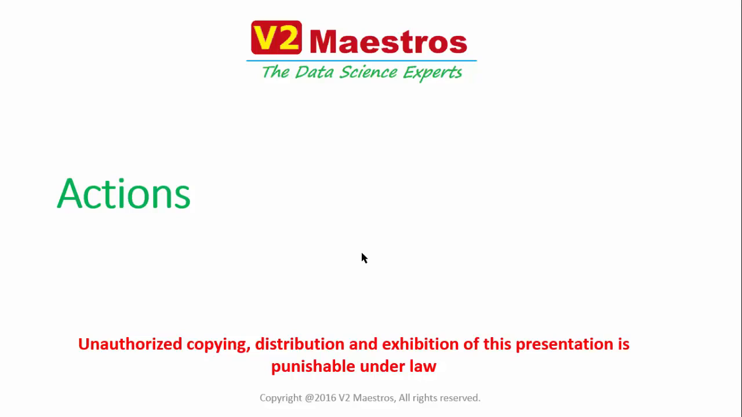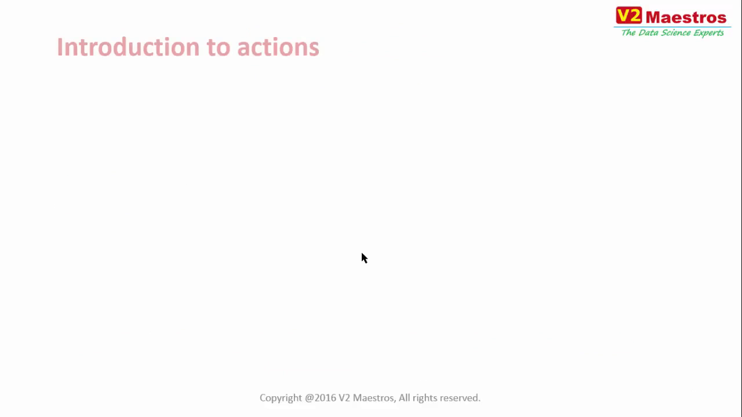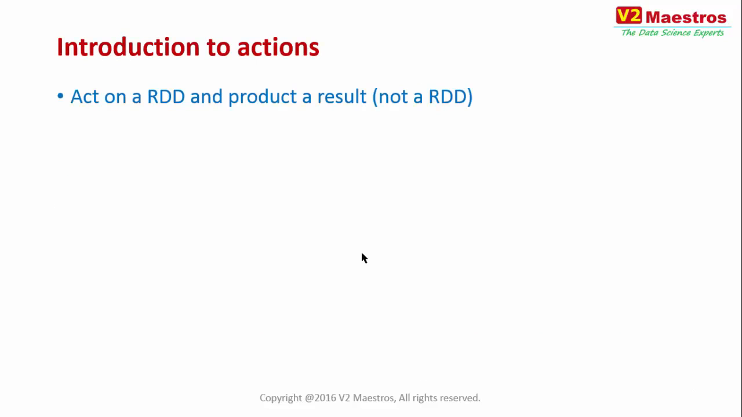Spark Actions provides a way by which you can execute a number of operations on Spark that produces various results. So a Spark action acts upon an RDD and produces a result which is not an RDD. Typically these results may be one element or one number, which is more a summary of the RDD than anything else.